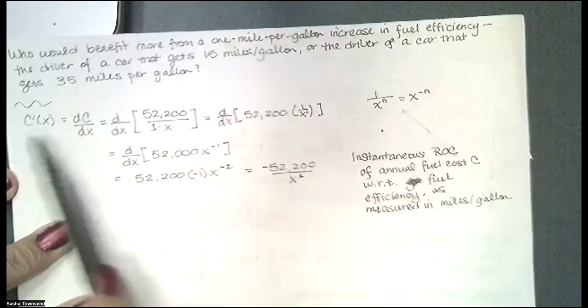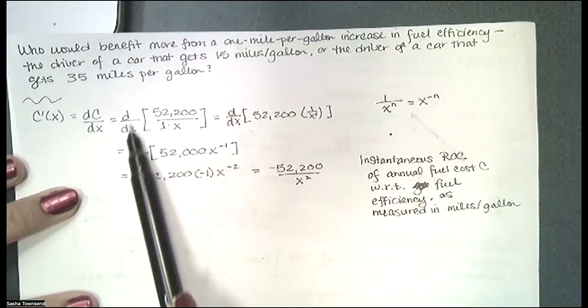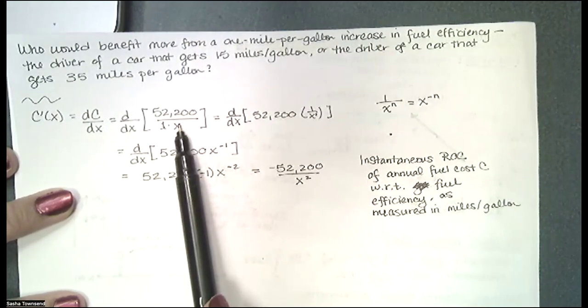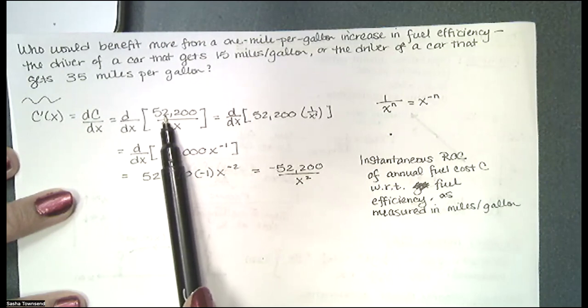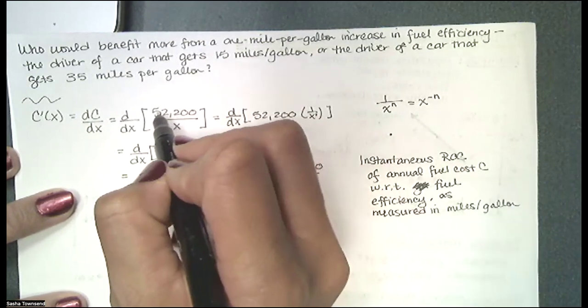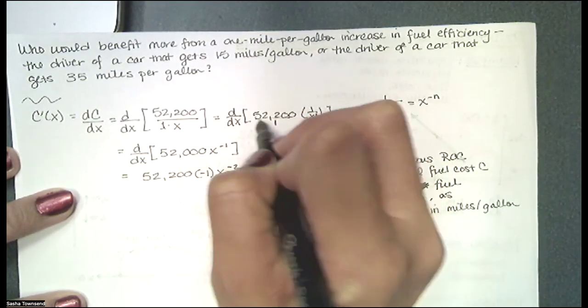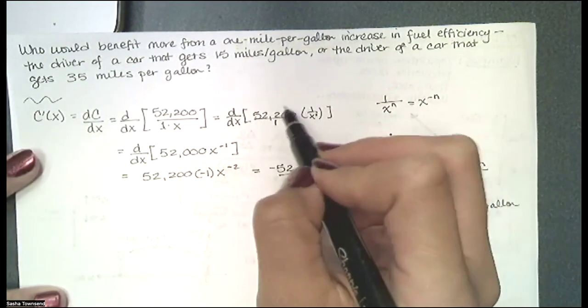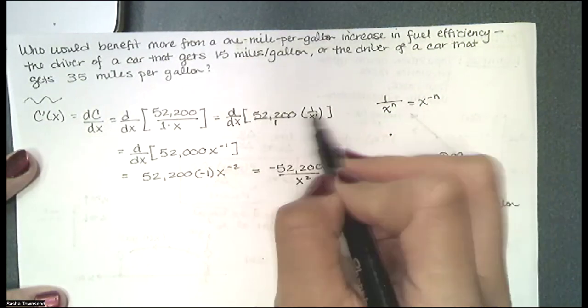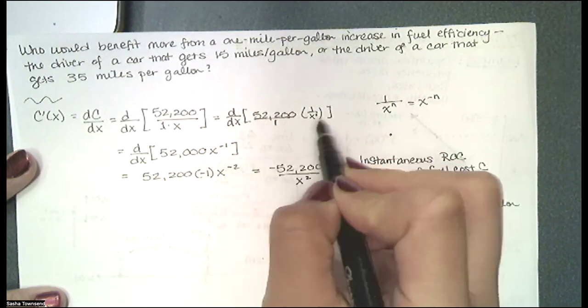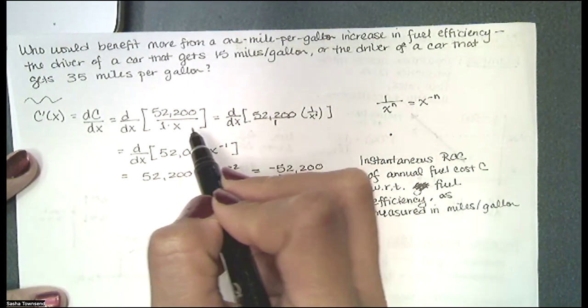So C prime is dC/dx. So it's the derivative with respect to x of this expression. Now this you can think of as a product of two fractions. It's just this number divided by 1 times 1 divided by x. And you can tell that that actually works because if I multiply straight across, I get this number divided by x, which is what the original function was here.